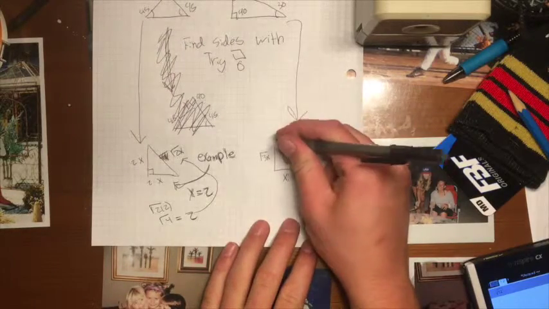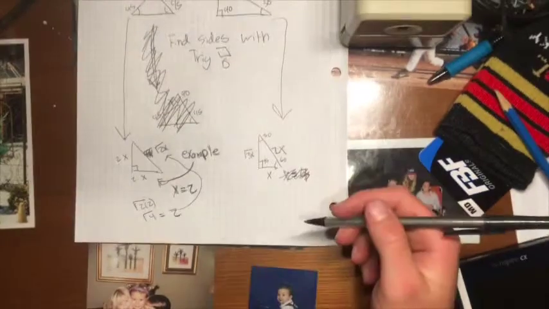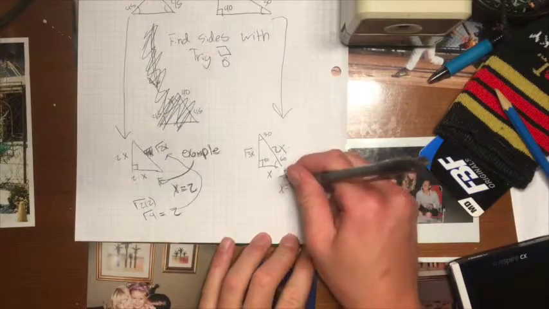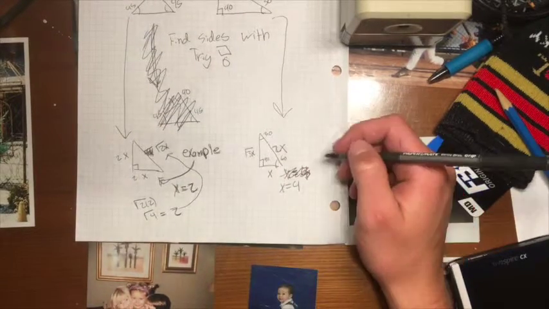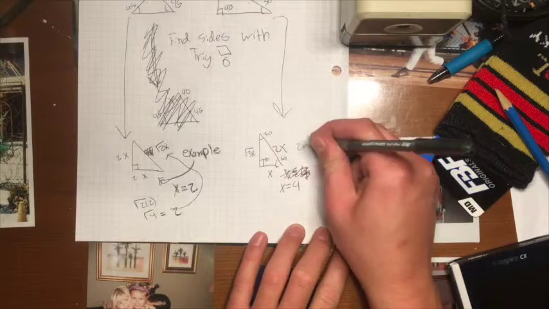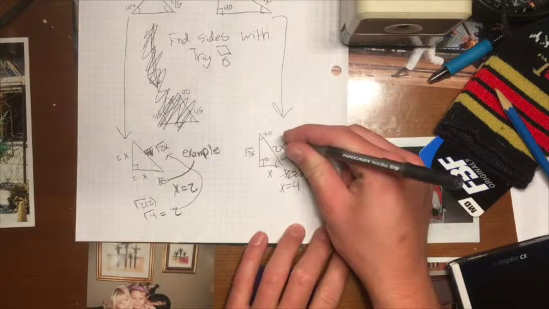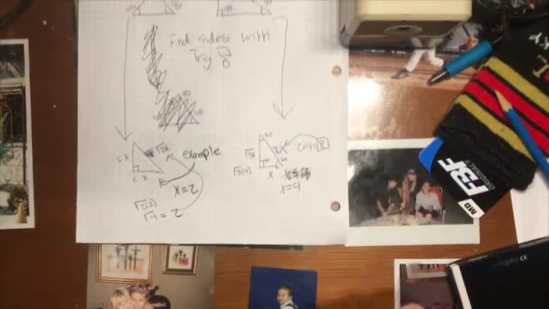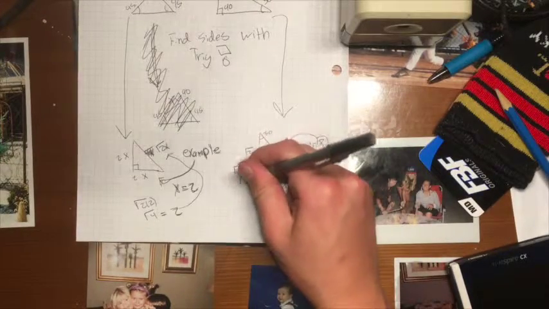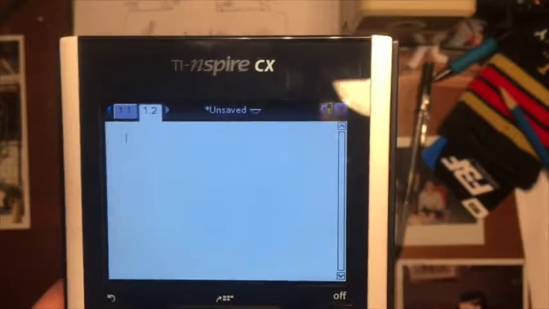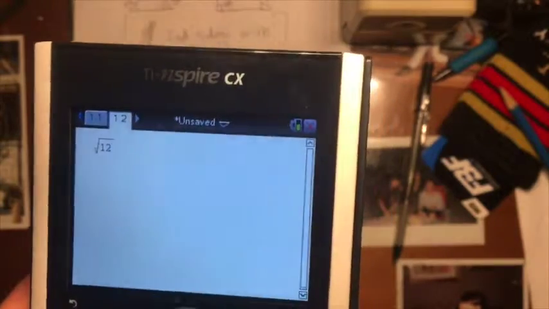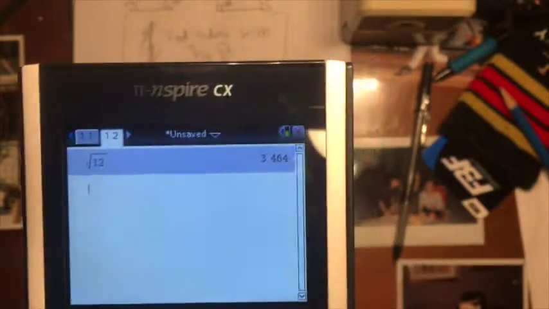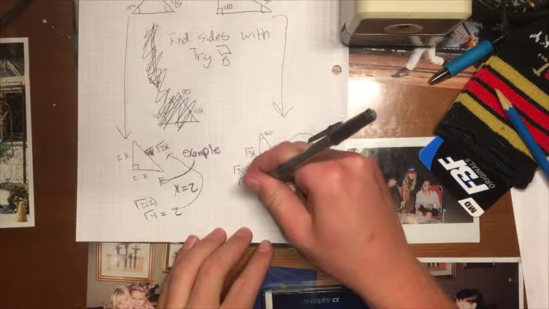Now let's move on to the 30-60-90 triangle. Let's say x is equal to 4. Now it's just simple math. Times 2 by 4 and you should get 8. Now plug 4 into root 3 x. You should get root 12. So plug that into your calculator and see what you get. You get 3.464. Seems simple enough, right?